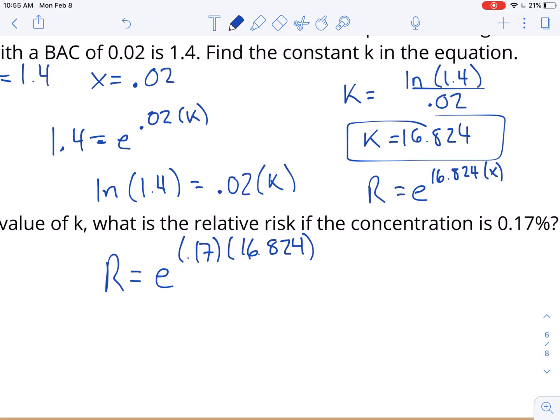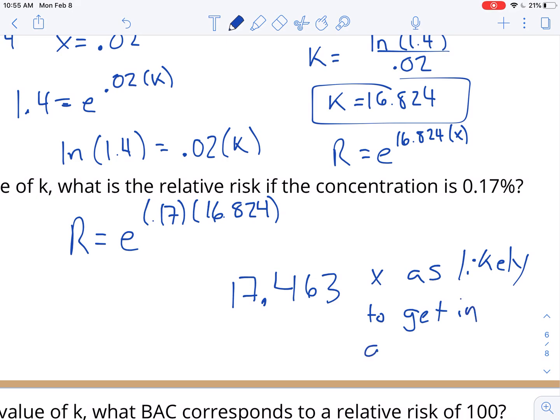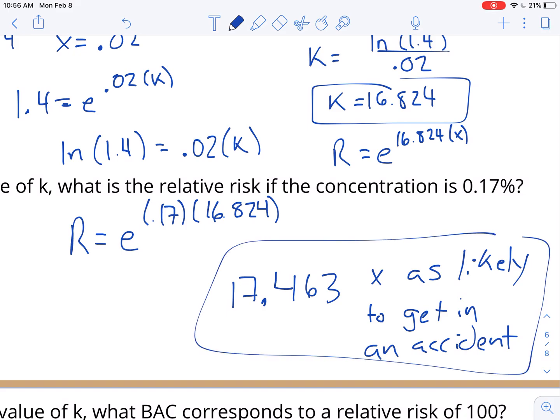And then from there, you can go ahead and plug in e to the 0.17 times 16.824, and we will find that this is 17.463 times as likely. So the relative risk is 17.463 times as likely to get in an accident. And that one's just nice because it's just plug and chug. We already know the equation. We can go from there.